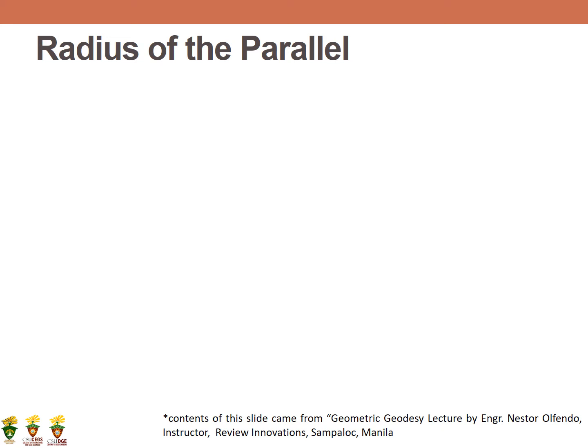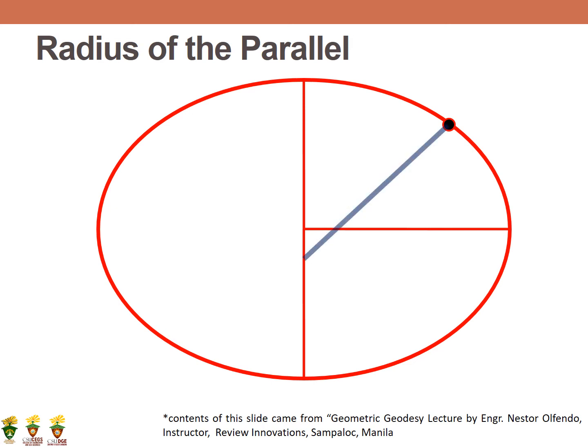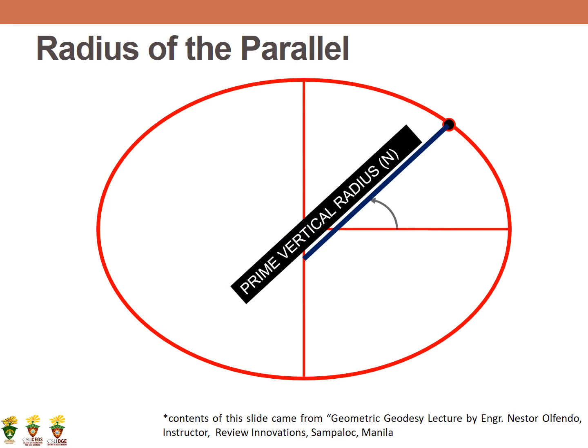So another parameter for the radius of curvature is what we call the radius of the parallel. So from this illustration again, we have the z-axis and the x-axis and the point of the location somewhere on the surface of the earth, and we have the radius of the prime vertical section. So si N na siya. Then this is the geodetic latitude.